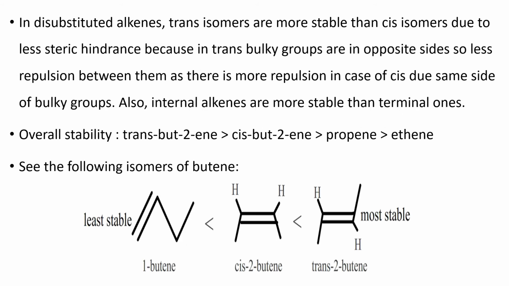In the case of butene, the stability order is: trans-2-butene is more stable than cis-2-butene, which is more stable than propene, which is more stable than ethene. Here, in disubstituted alkenes, trans isomers are more stable than cis isomers due to less steric hindrance. Because in trans, bulky groups are on opposite sides, there is less repulsion between them, whereas there is more repulsion in the case of cis due to bulky groups on the same side. Also, internal alkenes are more stable than terminal ones.